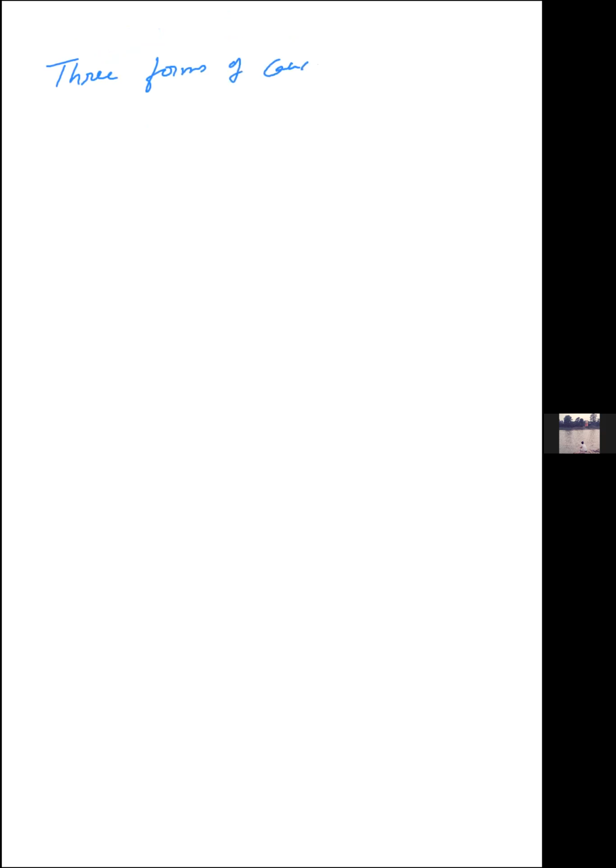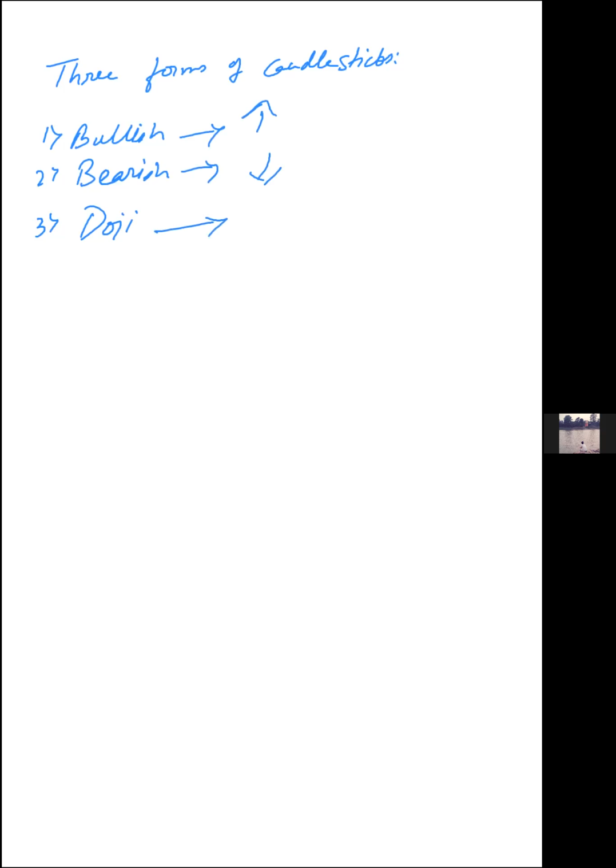So there are three forms of candlesticks. One is bullish, second one is bearish, and third one is a doji. A bullish signifies an uptrend, a bearish signifies a downtrend, while a doji signifies indecision. The open and close are together. Here the closing is above its opening, and here the closing is below its opening.